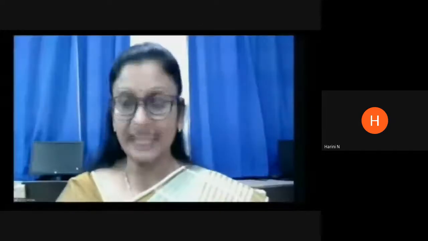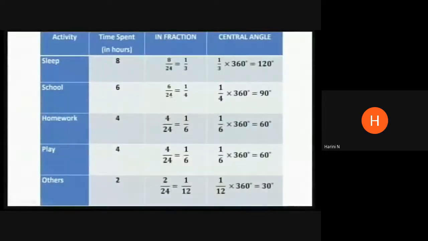Now coming to the second activity, the school time, 6 hours. 6 out of 24 hours will be 6 divided by 24. So 1/4 of the circle has to be allocated for the school time. I have to remove that sector, making an angle of 1/4 of the total angle, which is 360. So 1 by 4 into 360 will make the angle equal to 90 degrees.